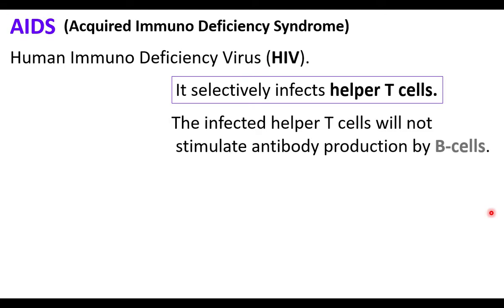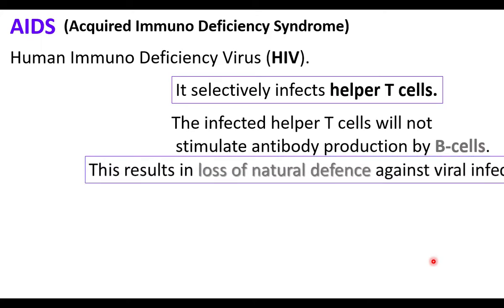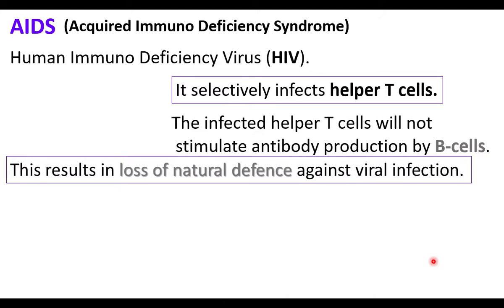Infected T helper cells cannot stimulate the B cells to produce antibodies. Antibodies are produced by B cells. For that, the B cells are activated by T helper cells. Here the T helper cells are affected by the HIV virus. That results in immunodeficiency. So the individuals will be easily affected by bacterial and viral infections. There is loss of natural defense against various infections because of the defect in the T helper cells or death of T helper cells.